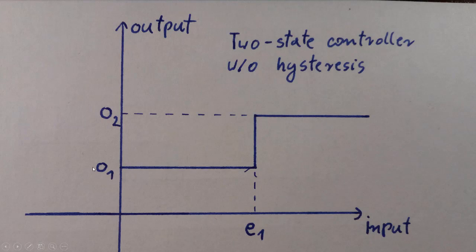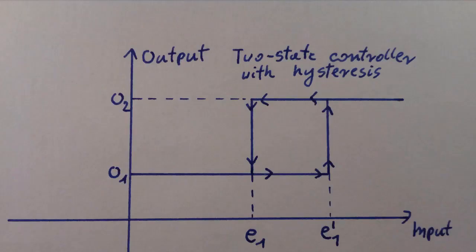Each state is described by a parameter. Here O1 is for the off state and O2 for the on state. E1 is the threshold at which the state changes. Let's say the input to the controller is below E1, so the controller returns O1. But if the input grows so that it's bigger than E1, then the two-state controller returns O2. Simple as that.